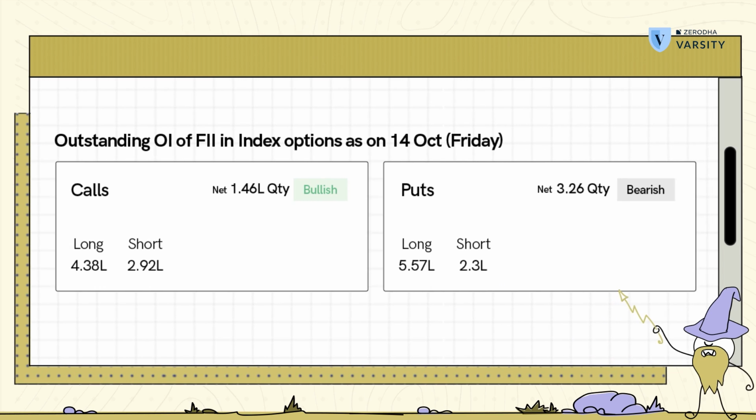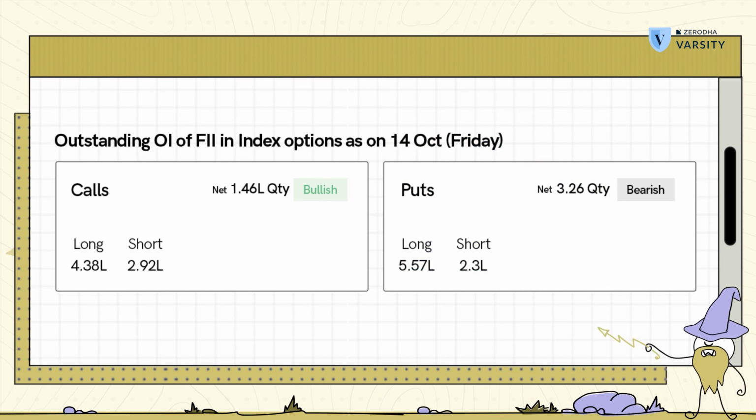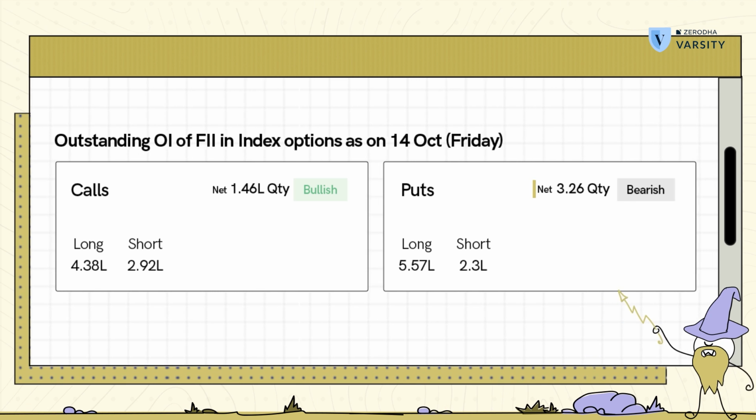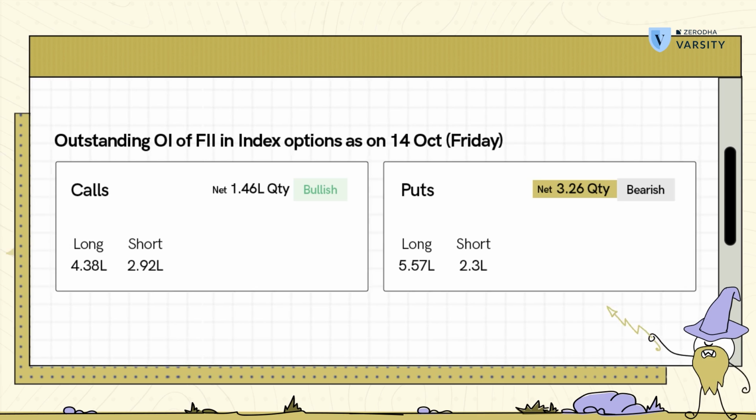Let's take a quick look at the put positions on 14th October, that's the previous trading session. The net put position on 14th October is around 3.26 lakhs. So clearly the institutions are reducing their put position. This is in line with the overall analysis that we've done so far, and now even this points to a bullish outcome.